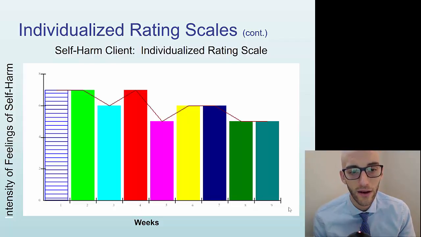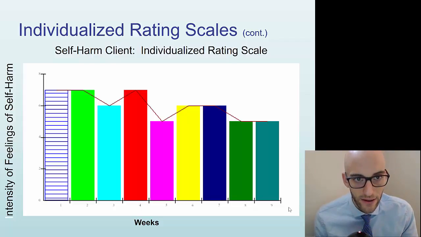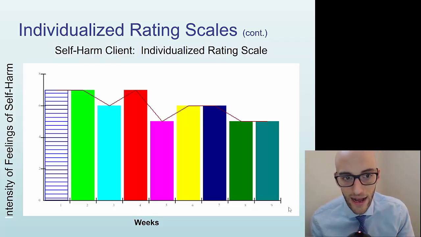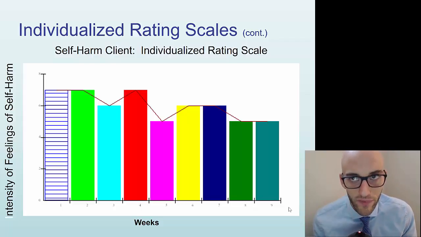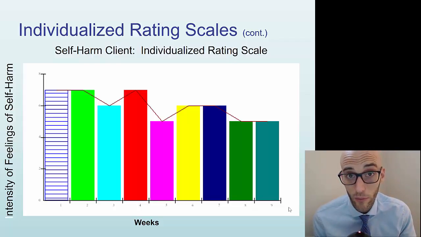So you could see here maybe during the first week, they rated their intensity to self-harm at a 7, versus as you go down to like week 8 or 9, their intensity dropped down to like a 5. There were still urges there, but sometimes it's important to acknowledge that the urges are less intense and maybe a little bit more manageable and easier for the client to deal with.